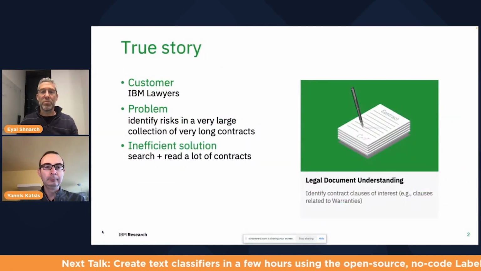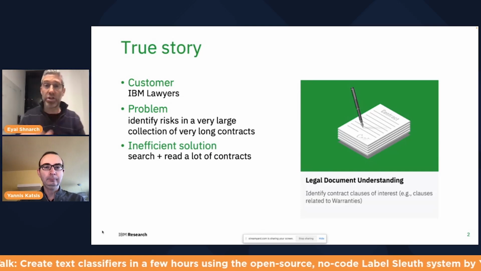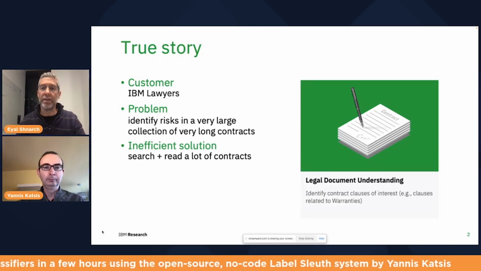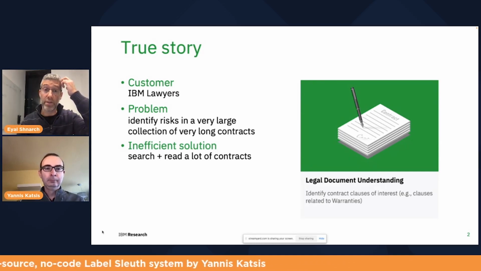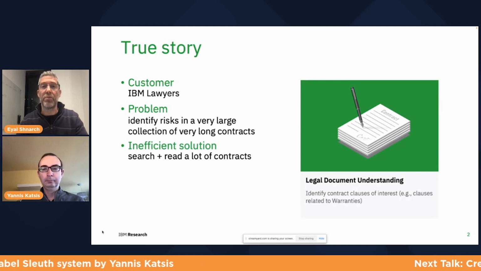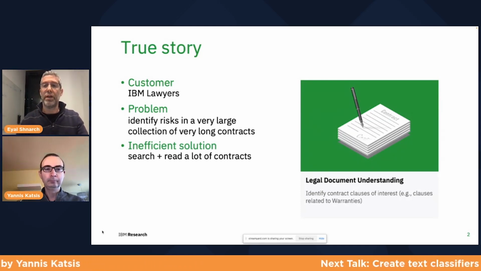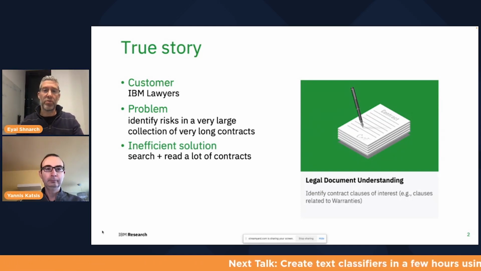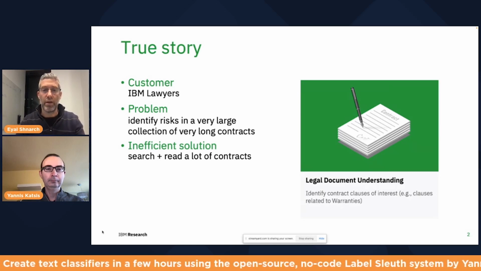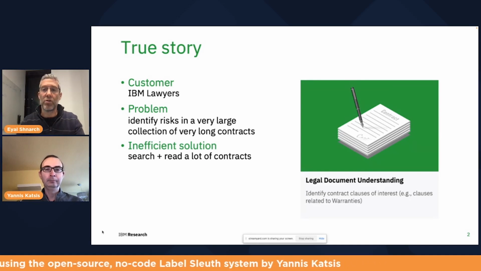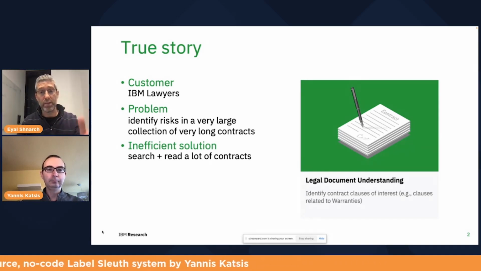IBM lawyers came to us with a problem. They had a collection of very long contracts and needed to identify clauses within those contracts that signify a risk. Manually searching and reading hundreds of long legal documents was obviously extremely inefficient and expensive. Thus, they came to us asking if we could help them leverage machine learning to train a text classifier, to create a model that would automatically classify the clauses as risky or not risky.